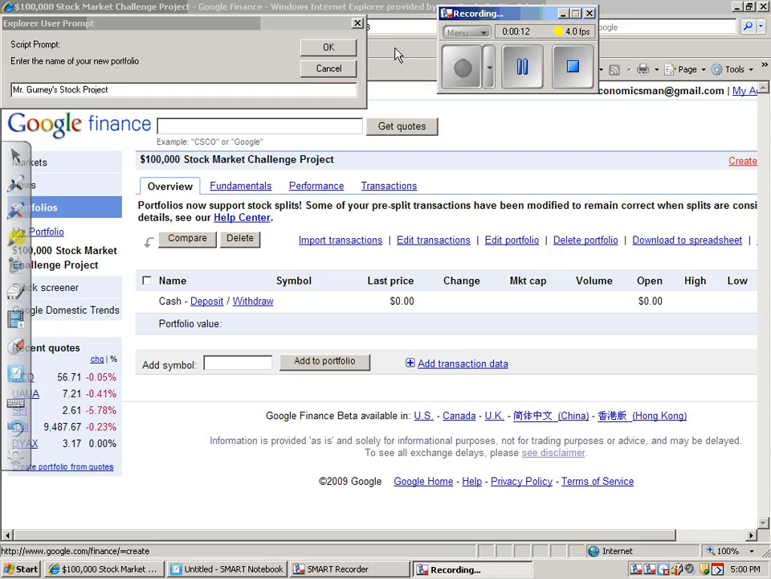The first thing you need to do is log on to Google Finance. If you do not have a username, you need to create an account. If you do have an account, you're going to log in with your email address and your password. Upon coming to the home page, you're going to click on Portfolios.